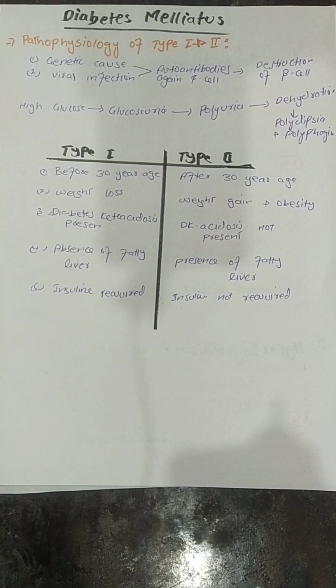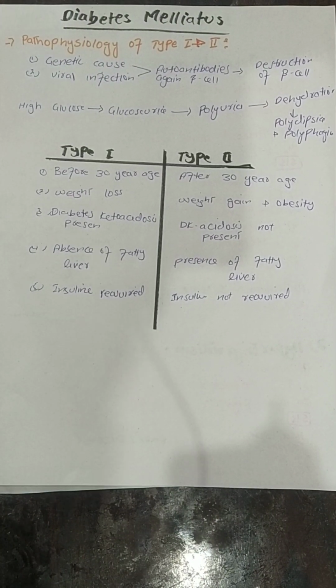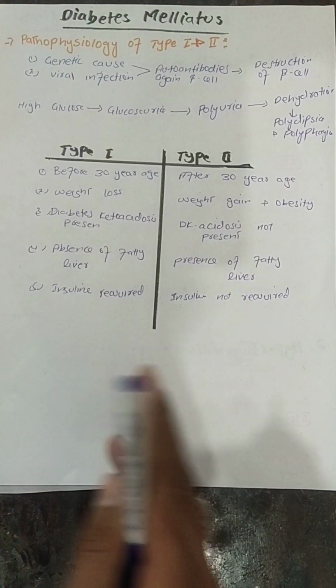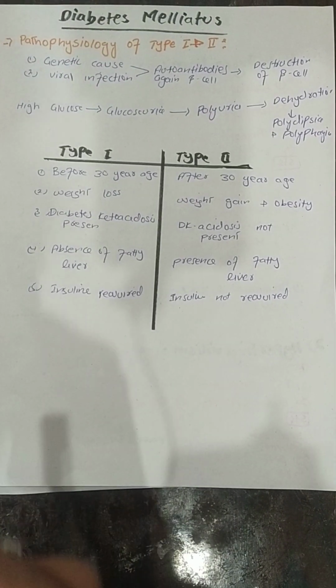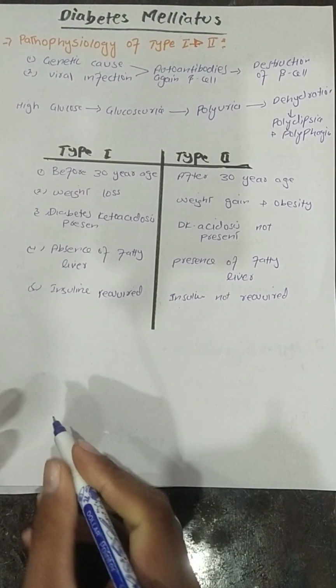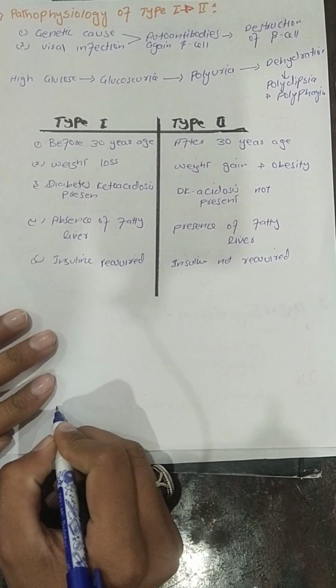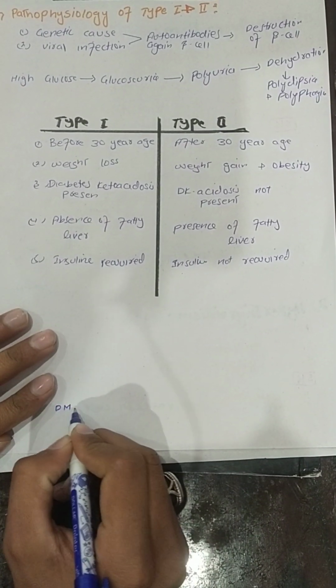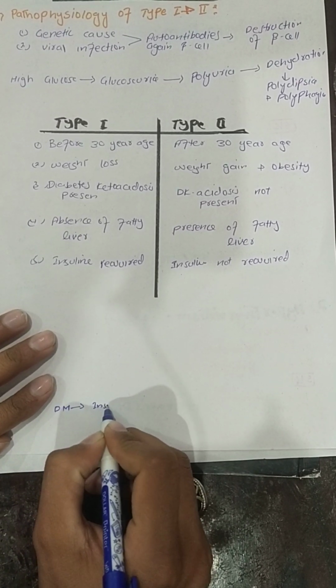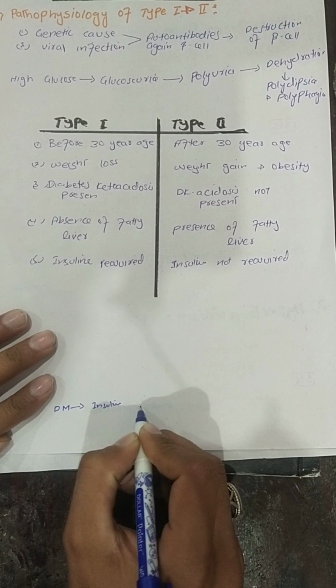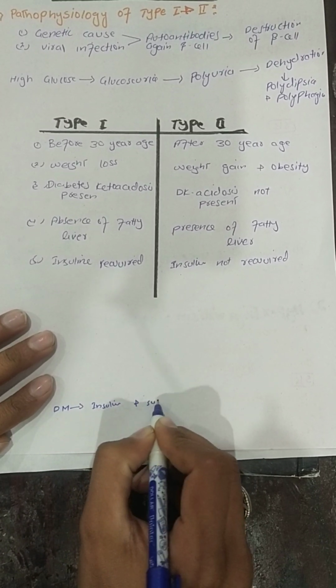So today the topic of our discussion is diabetes mellitus. Diabetes mellitus can sometimes be mixed up with diabetes insipidus, so I am just telling the difference between the two. Diabetes mellitus, DM, is related to insulin and sugar. It is related to the insulin hormone and the sugar or glucose level.